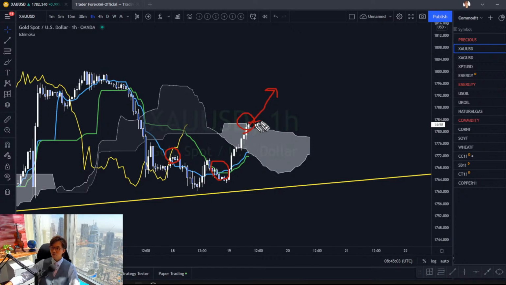But once the market reverses backwards within the Kumo, then I will exit for sure. But that will be an intraday or scalping trade. So today, I prefer to focus on the Forex pairs more than the gold in this situation.